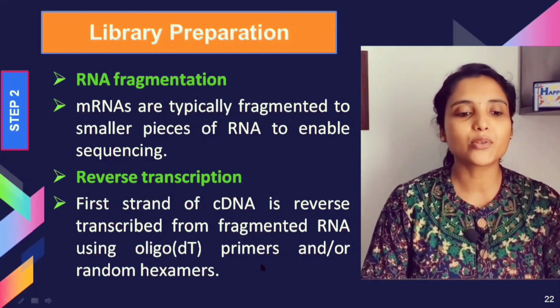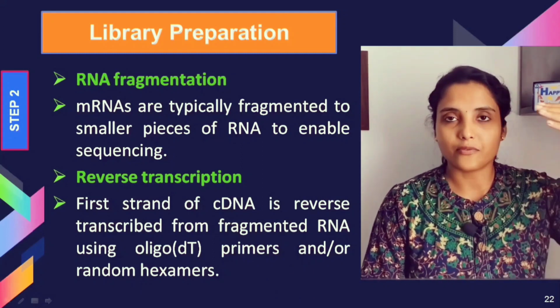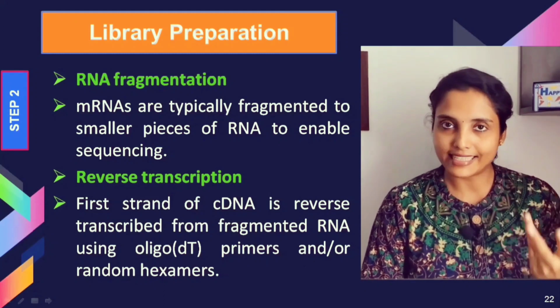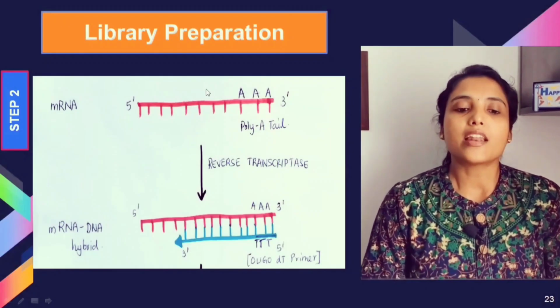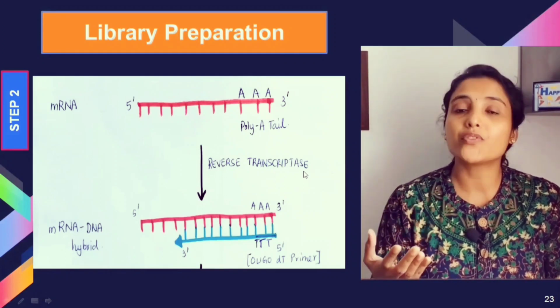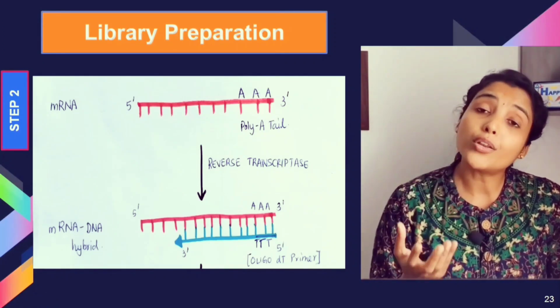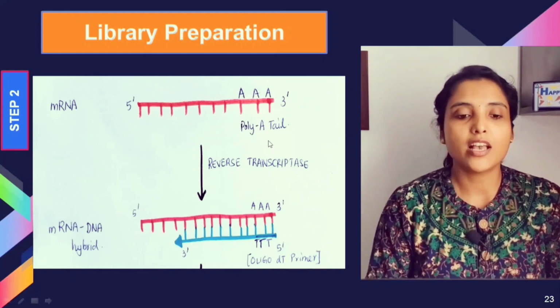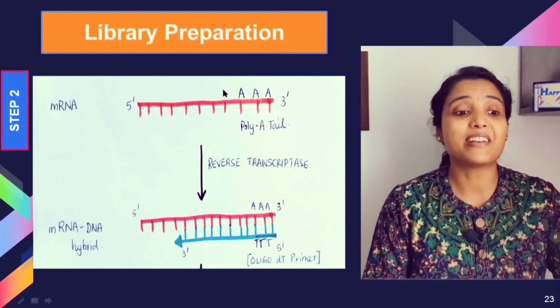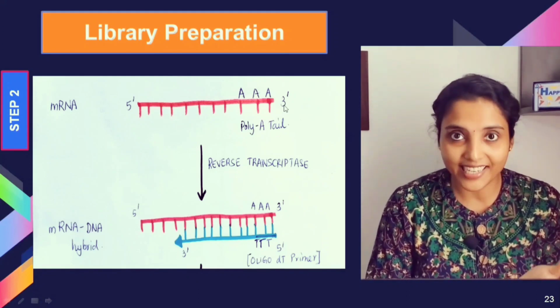Okay, so you have your mRNA. The first strand of cDNA will be synthesized. Now, this first strand of cDNA is synthesized maybe using oligo-dT primers or using random hexamers. So why do we use oligo-dT? Basically because we are lucky, because mRNA has a poly-A tail already.